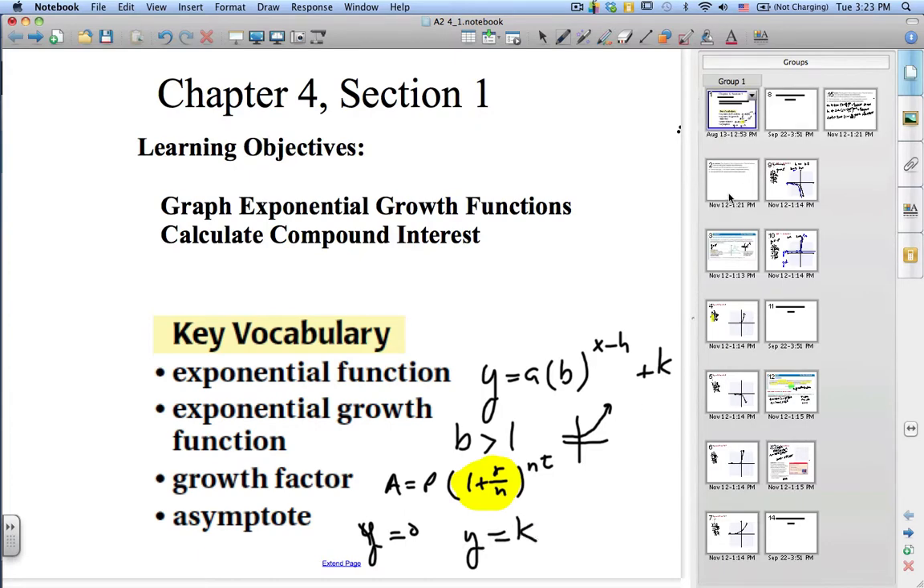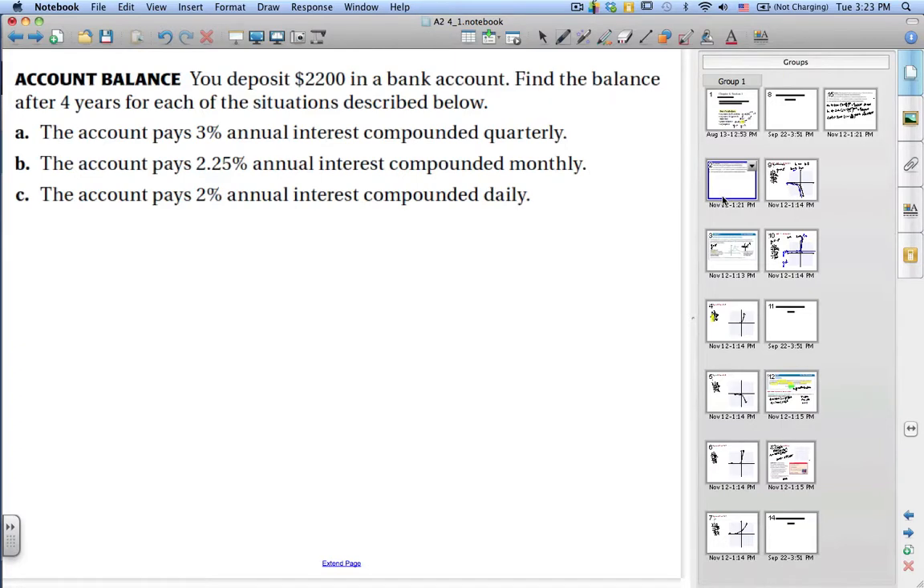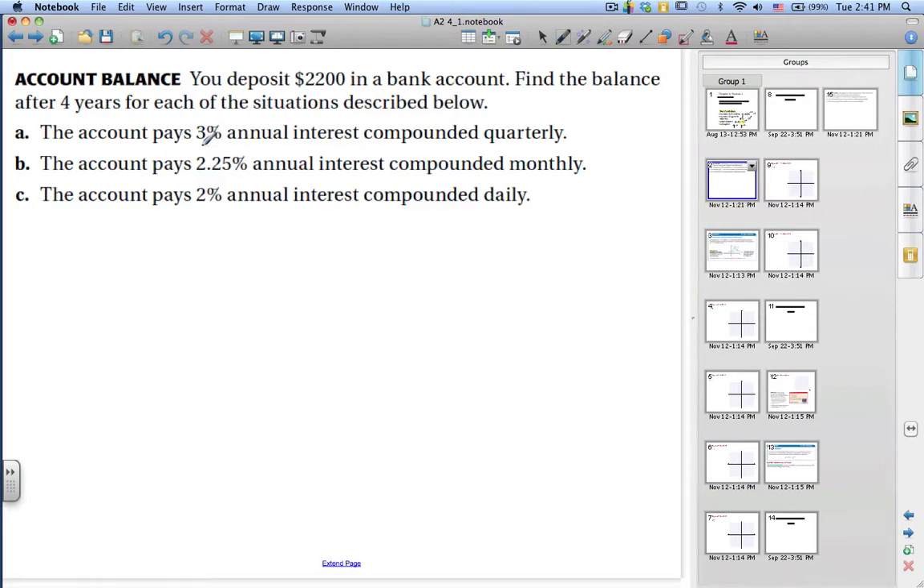Now, the type of problem that we might use this for would be a problem like this, calculating the interest we have in an account. If I put $2,200 in a bank account and I want to check, is it better to get more interest, 3% interest compounded quarterly, which would be less times per year? Which is better? More times per year calculated more frequently, or getting a higher interest rate? And we can make that comparison by examining an exponential growth function.